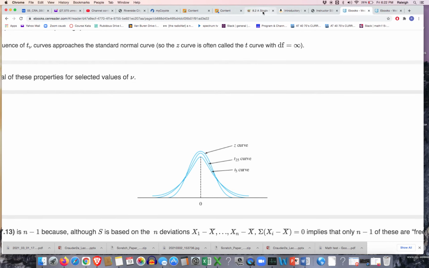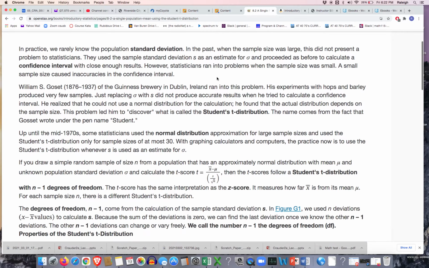But let's continue with the description here. Up until the mid-70s, some statisticians used the Z distribution approximation for large sample sizes, and used T, which was done by tables, for sample sizes of at most 30. But of course, nowadays, the practice is to almost always use sigma, unless your n is extremely large, then frankly, it doesn't make any difference at that point, unless you need 10 decimals of accuracy or something.